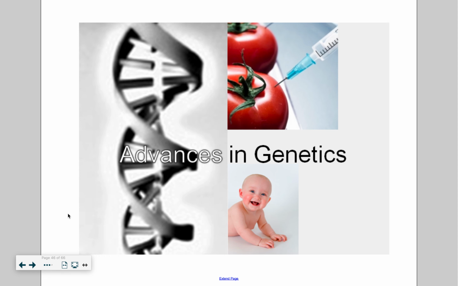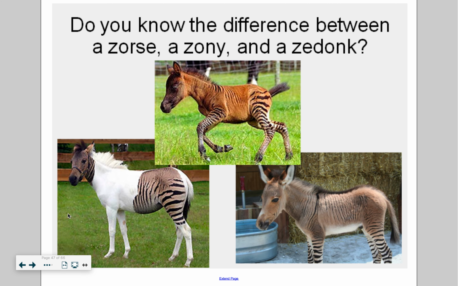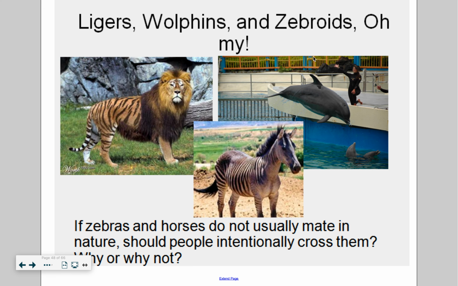All right, today I'm just going to do a short lecture on advances in genetics. So first, a question. Do you know the difference between a zorse, a zoni, and a zadonk? Just by looking at those words, you're like, oh, zebra and a horse, zoni and a pony, zebra and a donkey. Ligers, wolfins, and zebroids, oh my.